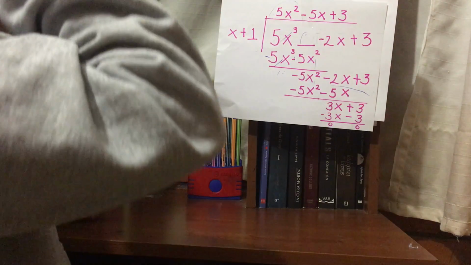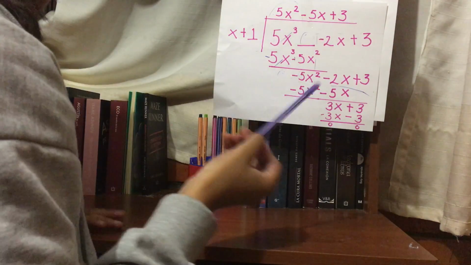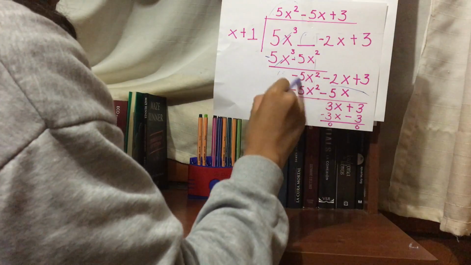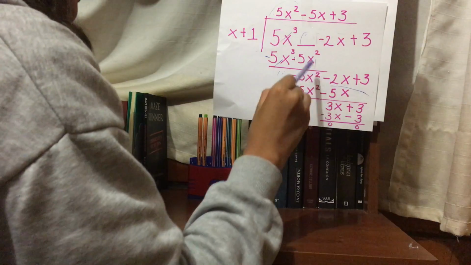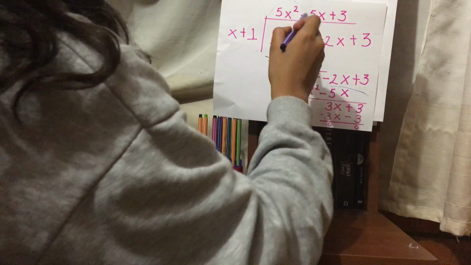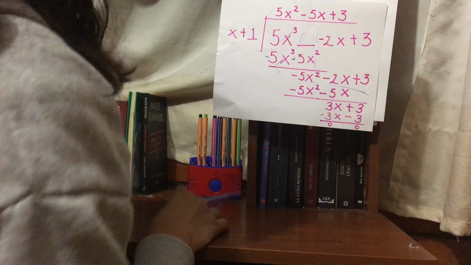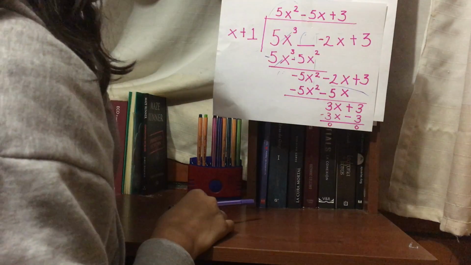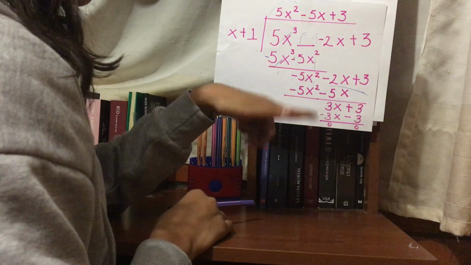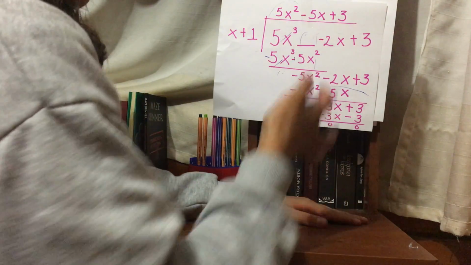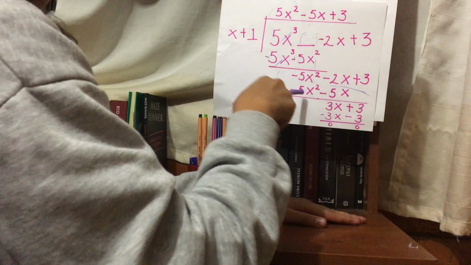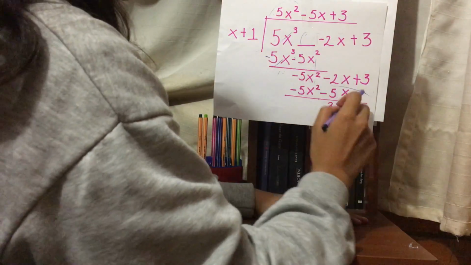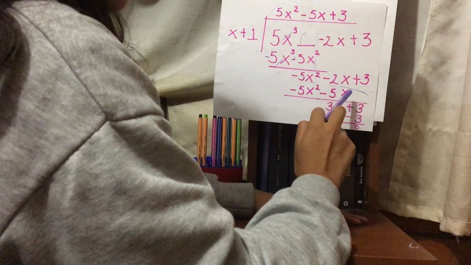So our next step is gonna be the same. We need to find a number that if we multiply x times a number, we get this. So that number is minus 5x. Minus 5x times x, we get minus 5x squared. So then I need to multiply minus 5x times 1, as we did in the last step. So I get minus 5x.